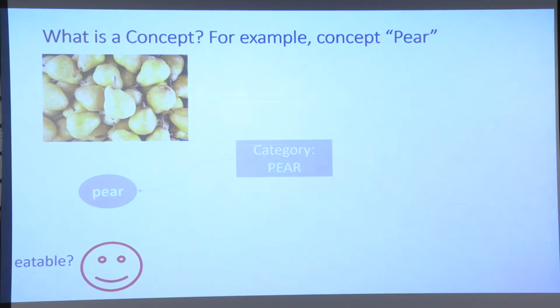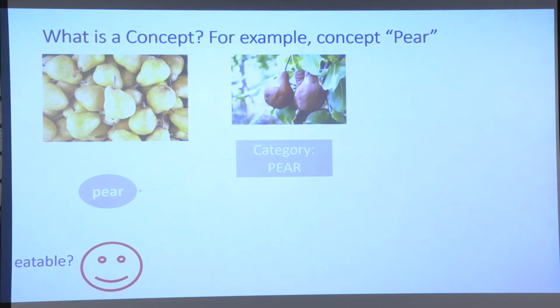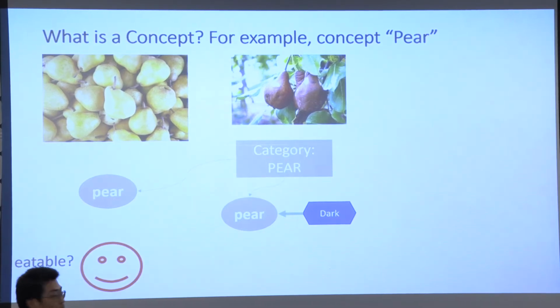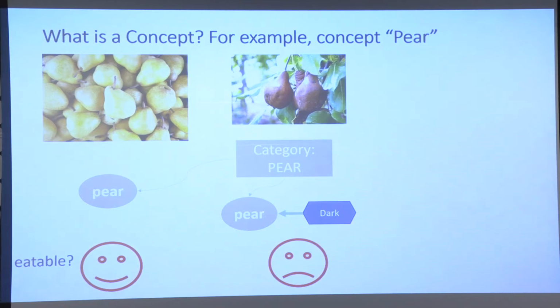Yes. However, what about this, right? What about rotten pears? They are still pears. The category is pears. The instance is also pear, but their attributes changed. Their attributes changed from healthy pears to dark pears. Now, if you ask, are they edible? Suddenly, the affordance flipped. They are not edible anymore.